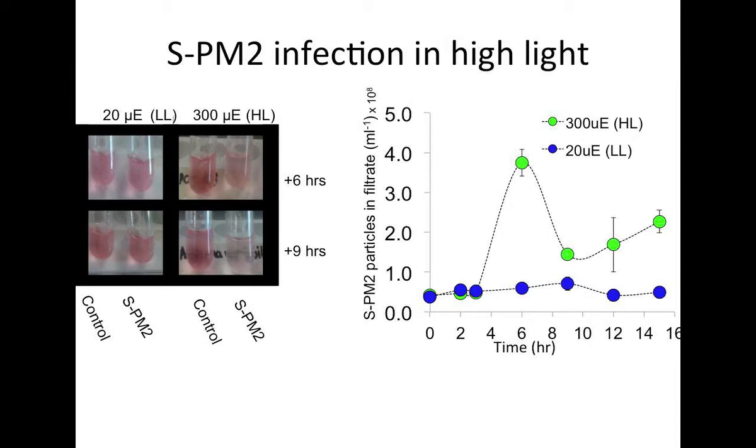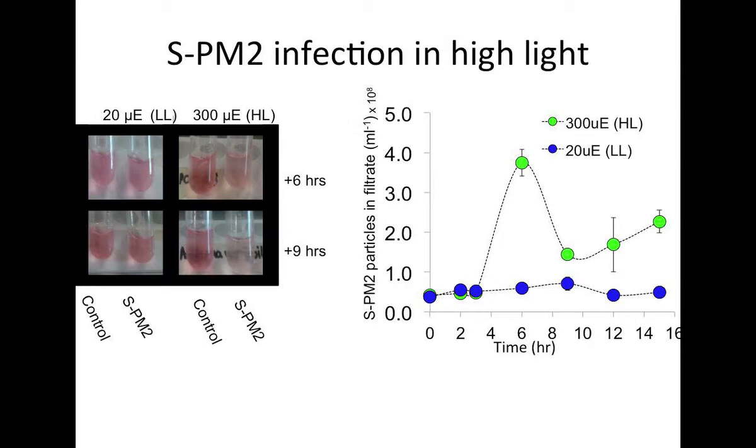If we look at the S-PM2 infected at 6 hours, you can see it's slightly paler than the control with no S-PM2 added. And at 9 hours, it's pretty much clear, which is indicative that the cells have lysed and the phage has replicated. If we compare this to the lower light condition, then you can't really see any difference. So we've got phage in the S-PM2 sample, but it doesn't look anywhere near as lysed.